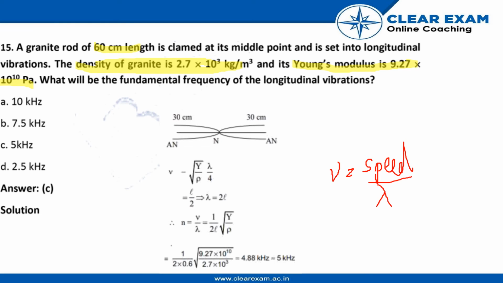So using these two equations and substituting them in the given equation written right here, we find the following relation between frequency and Young's modulus, rho, and length, right? So now all that is left is to put in values and solve the question. When we put in these values marked in the question, the answer we get is 4.8 kilohertz. That is approximated to 5 kilohertz, as the nearest option given in the question is 5 kilohertz. So the correct option is C.